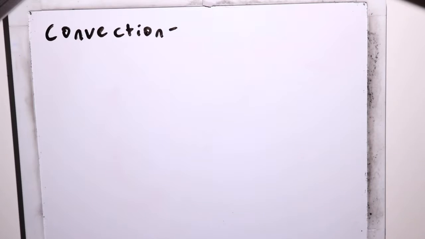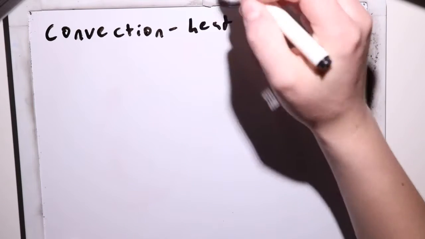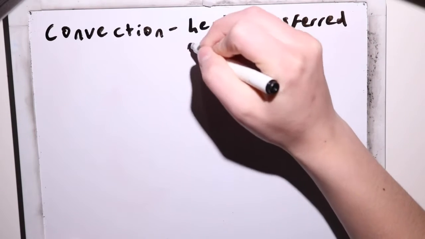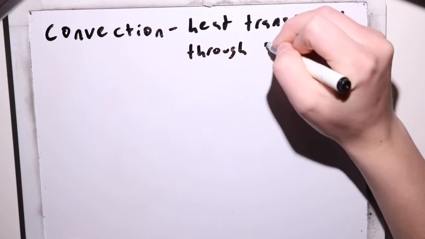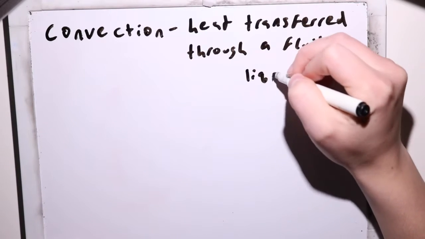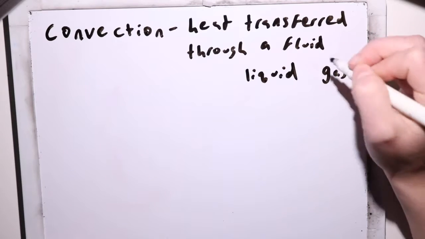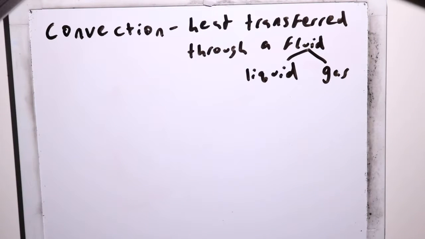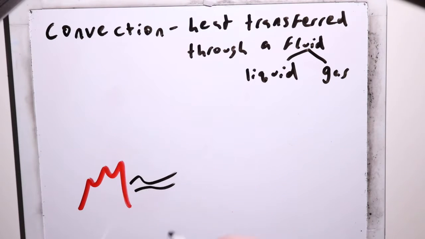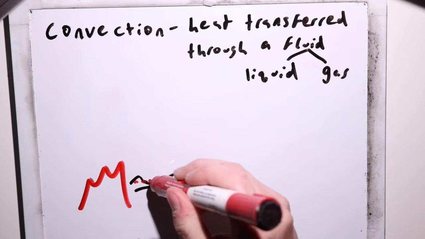The second one is convection. That is when heat is transferred through a fluid. And the fluid isn't always water. It can either be a liquid or a gas. So an example of convection would be sitting by a fire. One of the reasons you feel the heat is because the hot air particles are moved your way through the air. So the air is blowing, I guess, and the heat follows with it.